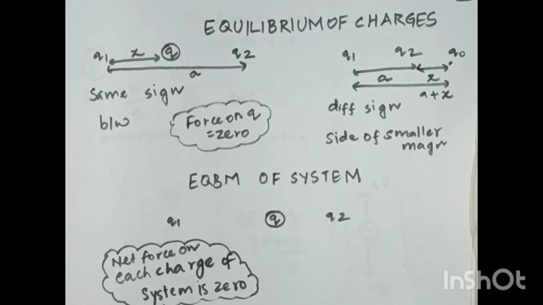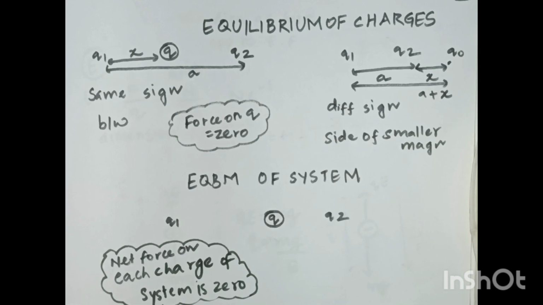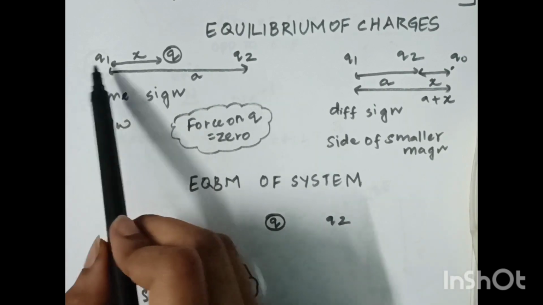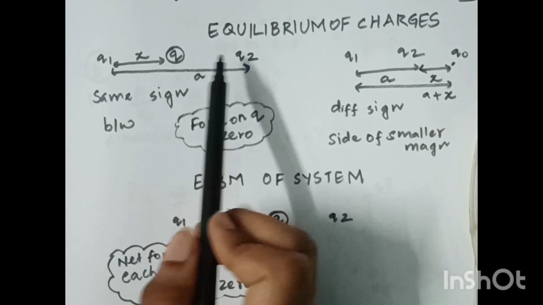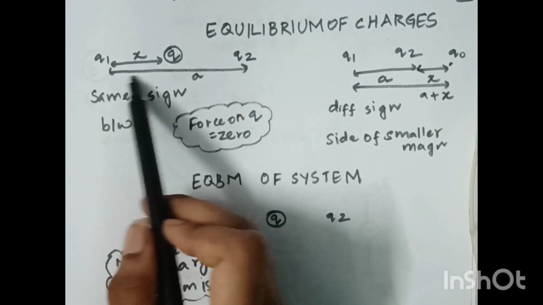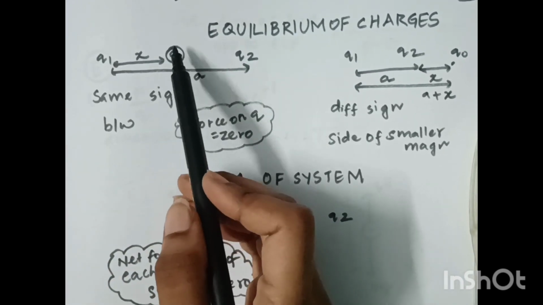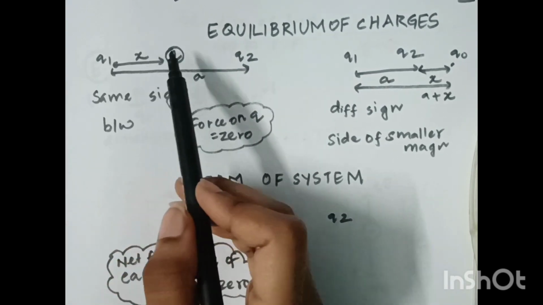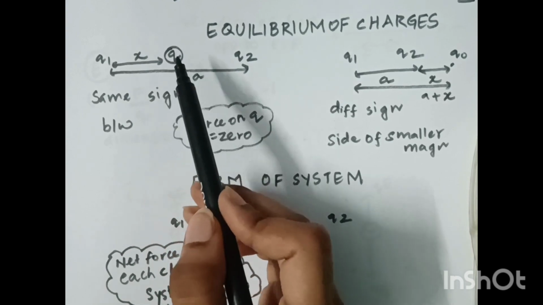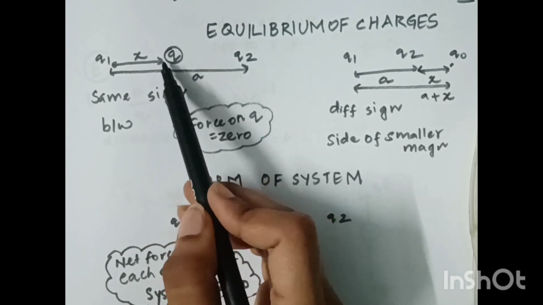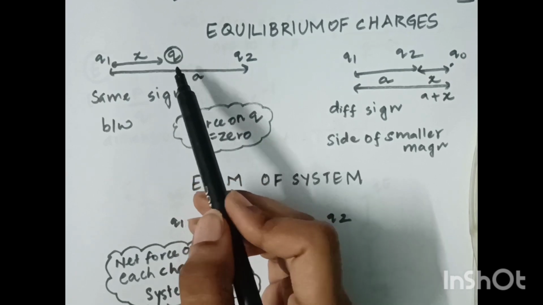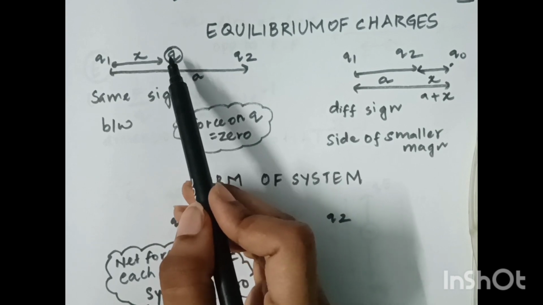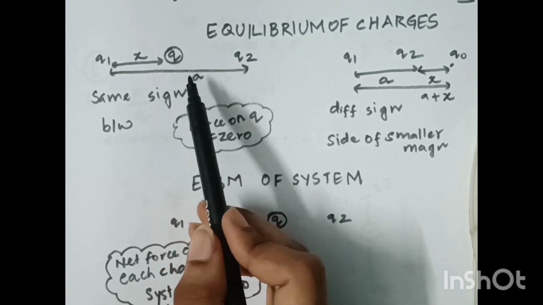Let us study the next topic, equilibrium of charges. If we have two charges q1 and q2 separated by a distance a, and I have to keep another charge q somewhere in this space so that the net force on q is 0, then if the net force on q is 0, the charge is said to be in equilibrium.